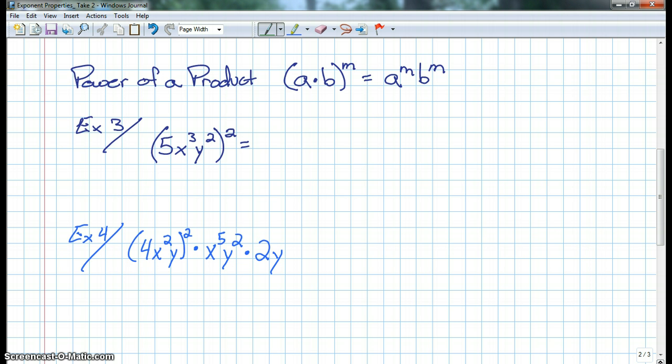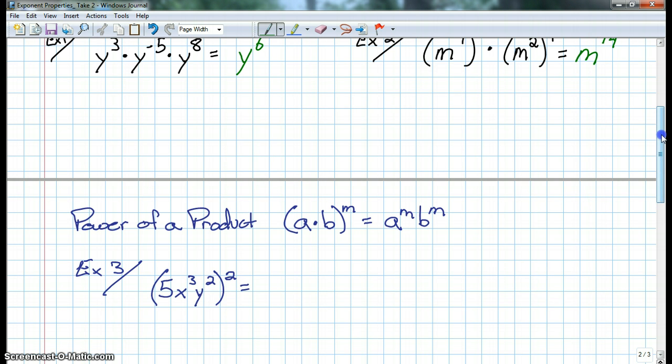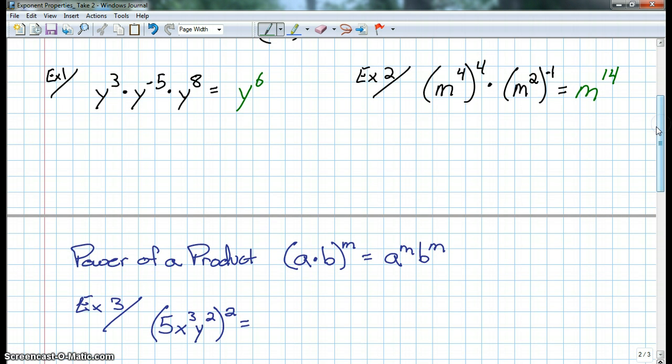Okay, moving on. On this next page, we're going to take a look at power of a product. And I guess I'll come back up here a little bit for those that are still getting these previous two answers. Power of a product we actually looked at yesterday in class and a little bit on the video last night, but we didn't really define it as a property.